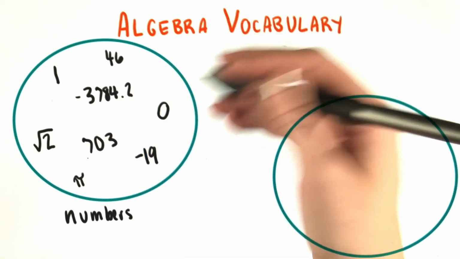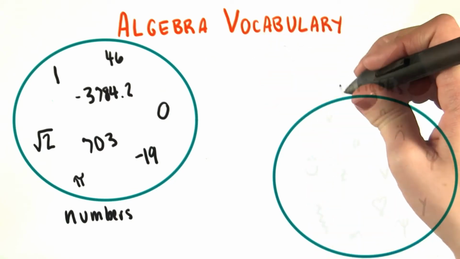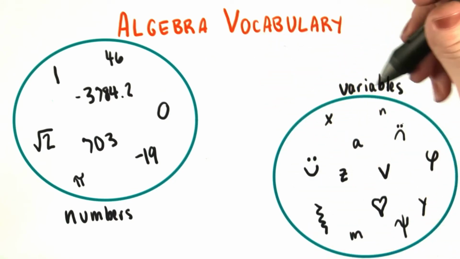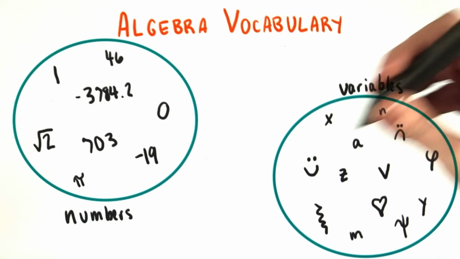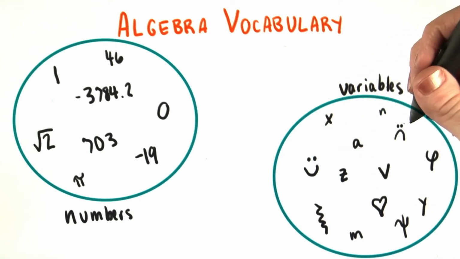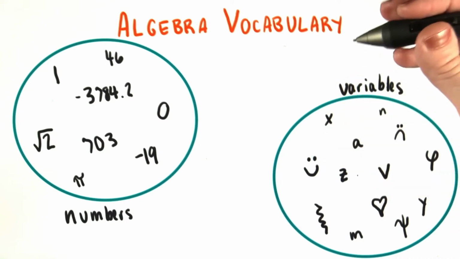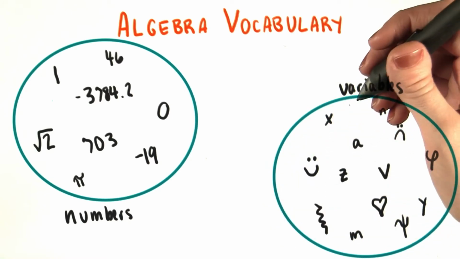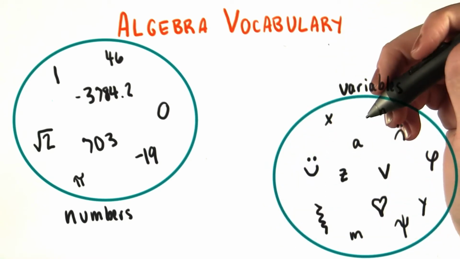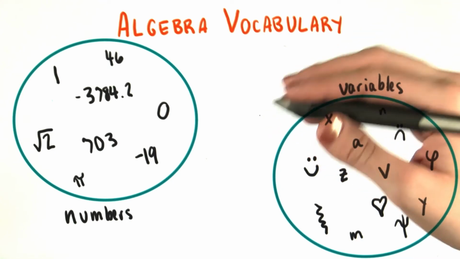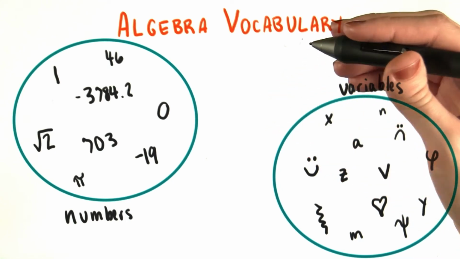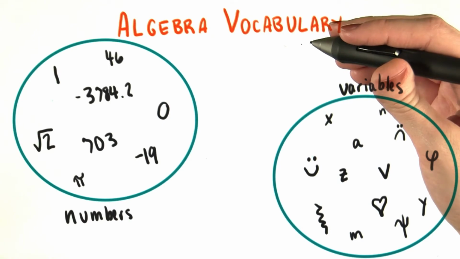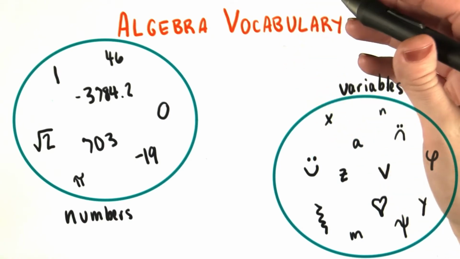Then in contrast to numbers, we also learned about variables. So here we have all different kinds of symbols. We have some letters, we have some sillier things like hearts and smiley faces, we have some Greek letters. But regardless of what we write variables as, they all have the same purpose. As we learned earlier, variables are symbols that we use in equations and expressions that serve as slots into which we can plug other numbers to make our expressions take on different values.